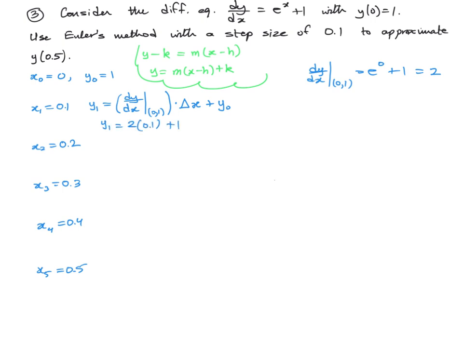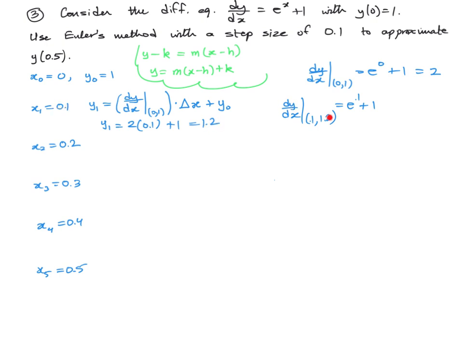So when I plug in, the slope is 2, the delta x was the step size 0.1, and then 1 was the old y coordinate, so 2 times 0.1 plus 1 is 1.2. So we now know that the second point from Euler's method is x1 equals 0.1 and y1 equals 1.2. So to do the next value, I'm going to have to find the slope of the tangent line at the x equals 0.1, y equals 1.2 location.